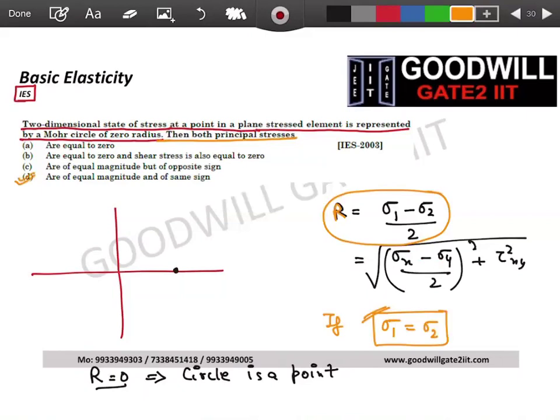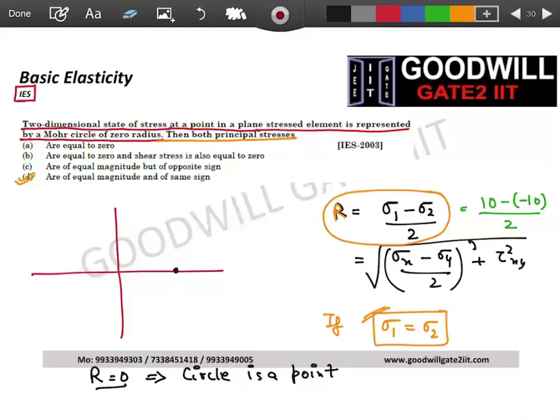Guys, if they are of opposite sign, let's say sigma 1 is 10. Opposite sign means sigma 2 is minus 10. Then it is not 0, right? Your radius will be coming as 10. Option C is definitely wrong. Divya, again a mistake. Rohit, you have made a mistake. Dev, perfect. Archana, good. Guys, is this numerical clear?